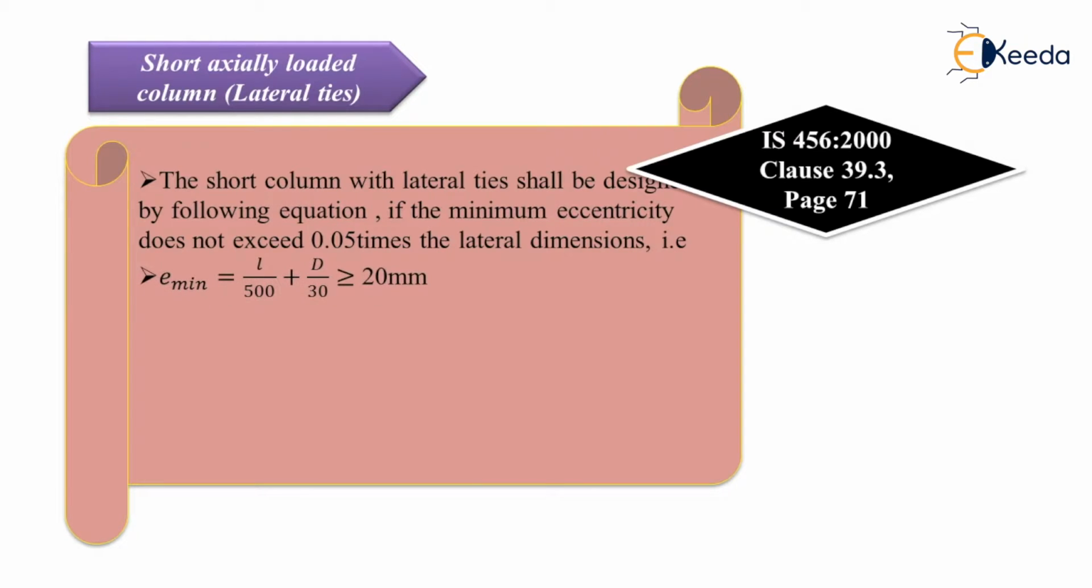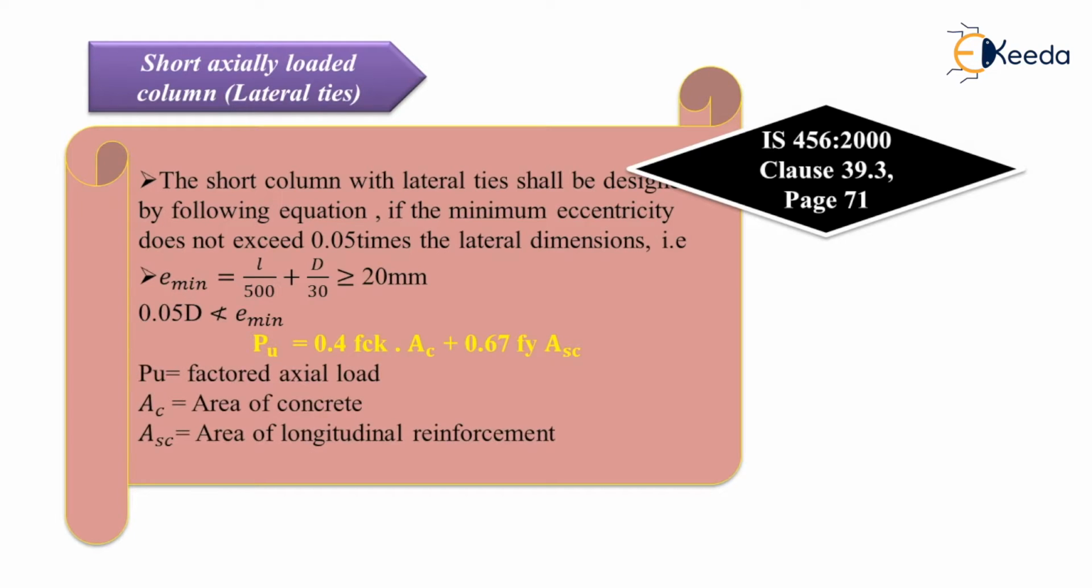That is, e minimum is the eccentricity, and minimum eccentricity is equal to L upon 500 plus capital D upon 30. It should be greater than or equal to 20 mm, and 0.05 into capital D should not be less than the minimum eccentricity. Okay, so then we can use the formula Pu is equal to 0.4 fck into Ac plus 0.67 fy into Asc. So what is Pu here? Pu is the factored axial load.